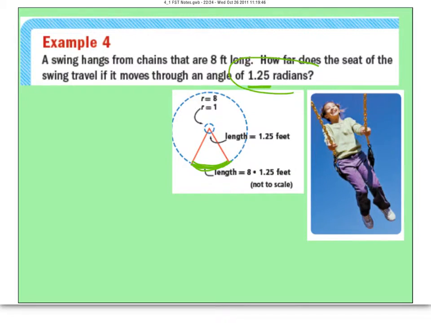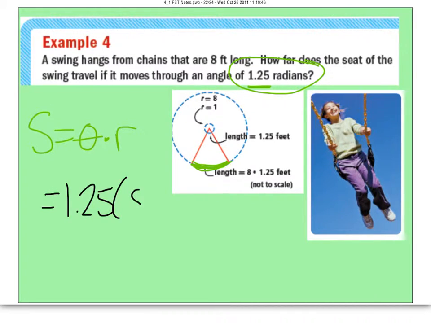Well, they gave us radians, so the shortcut formula is take radians times radius. It's actually a very easy question. So 1.25 radians times the radius. If you multiply this together, you get 10 feet.